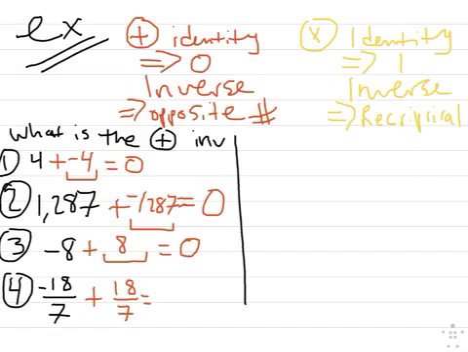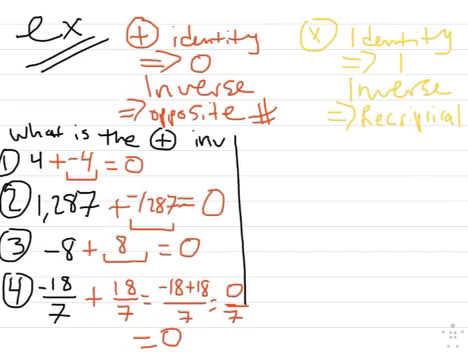And let's just see how this works. Okay, so -18 plus 18. We have the same denominator, so we can just add these straight across. And that equals 0 over 7. And 0 over anything is equal to 0, right? Okay, good. So that's additive inverse.